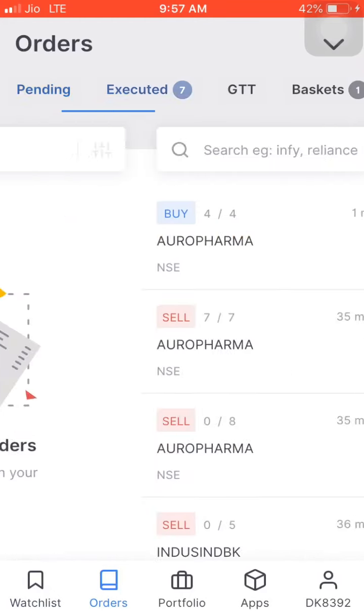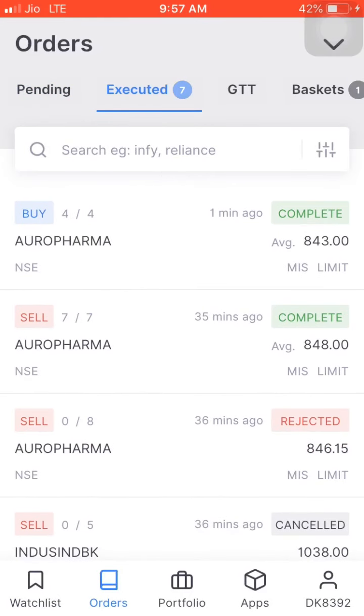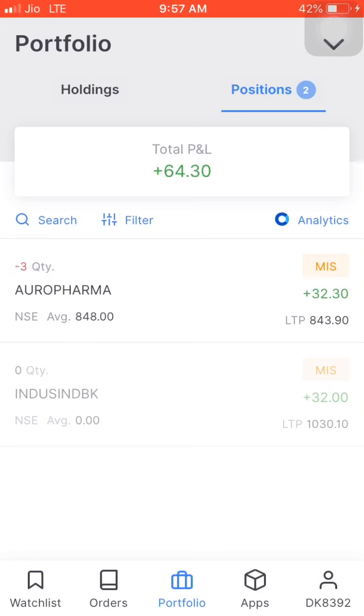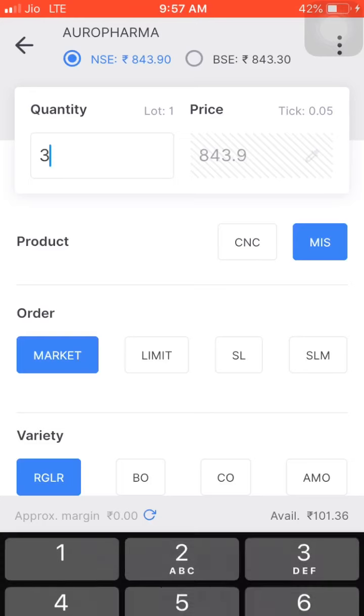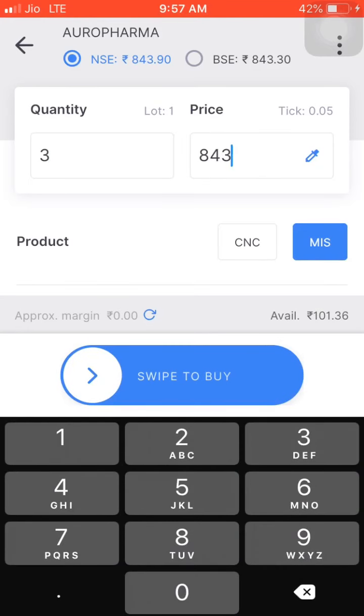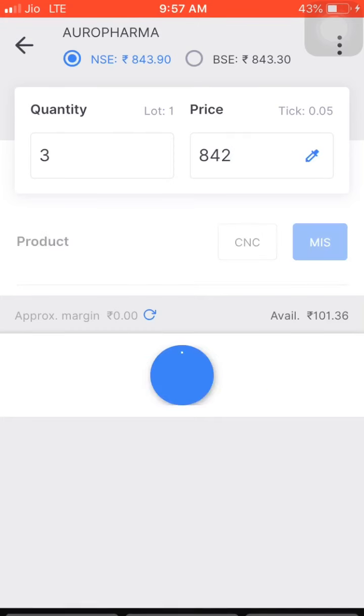Our order for 4 quantities has been executed at 843, and the remaining 3 are left. So let's exit those 3 at 842, a difference of 6 rupees here. Let's wait for it to be executed.